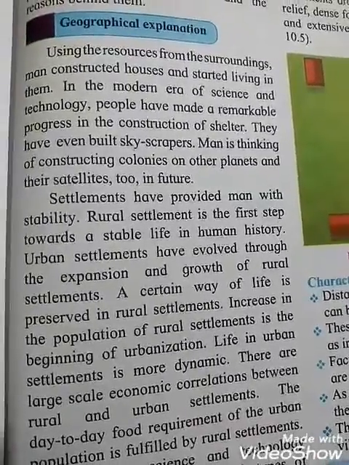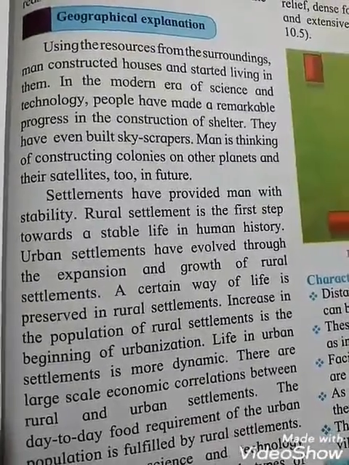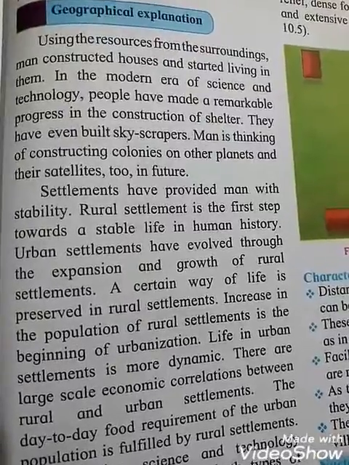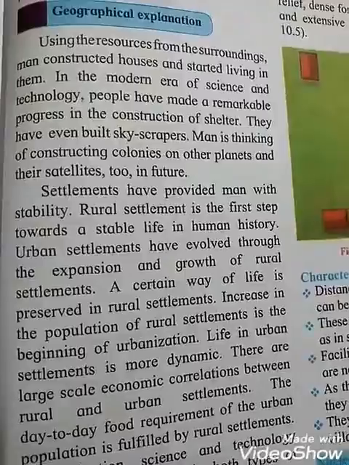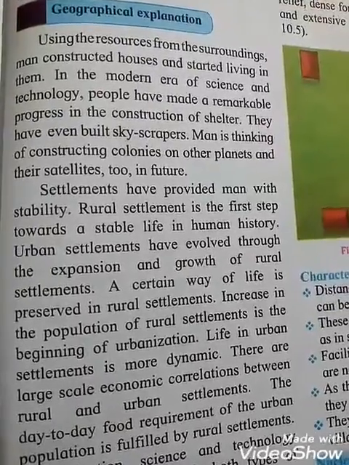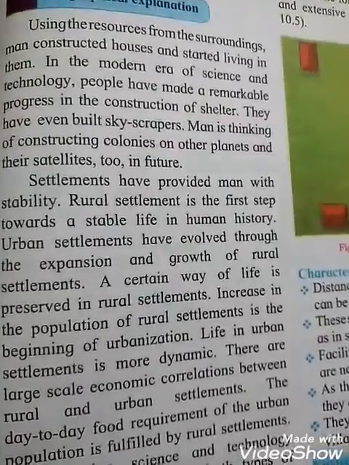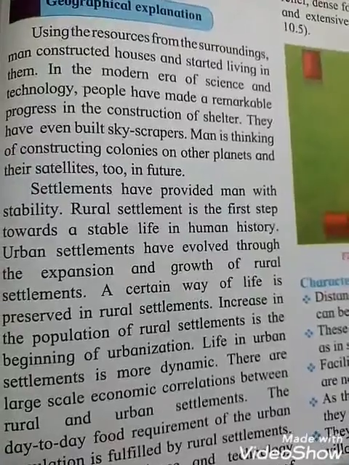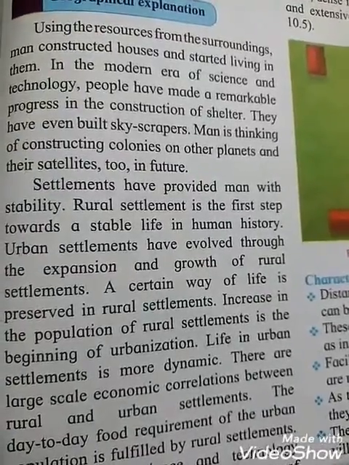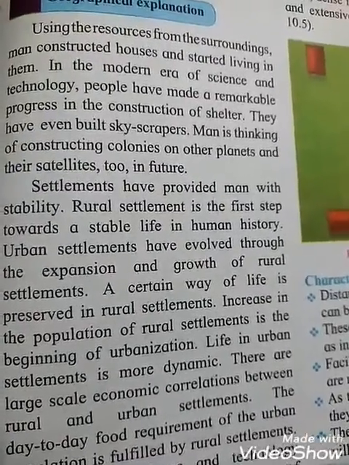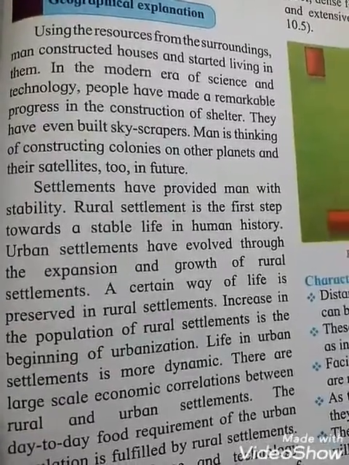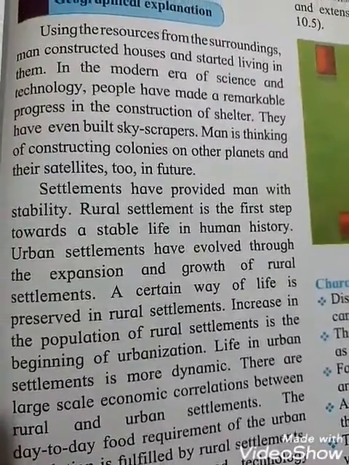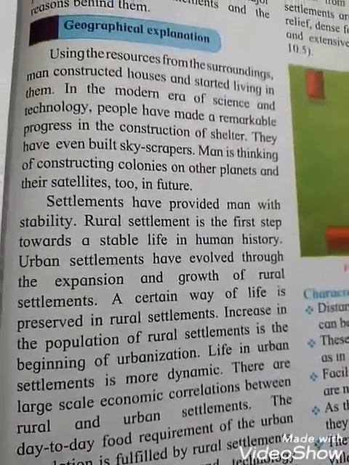In the modern era of science and technology, people have made remarkable progress in the construction of shelters. They have even built skyscrapers. And man is thinking of constructing colonies on other planets also. That means not only on our planet, Earth, but man is also thinking of constructing colonies on other planets and their satellites in future.